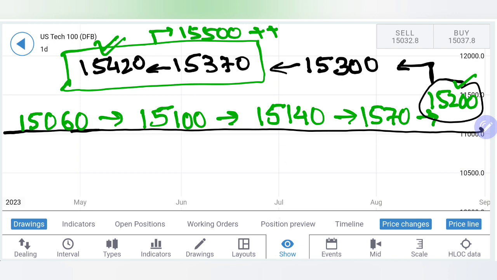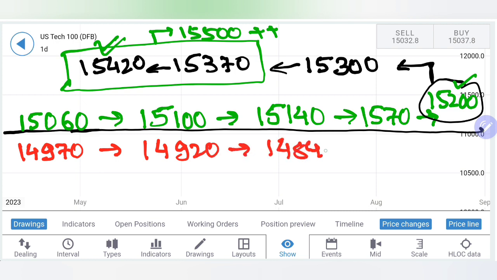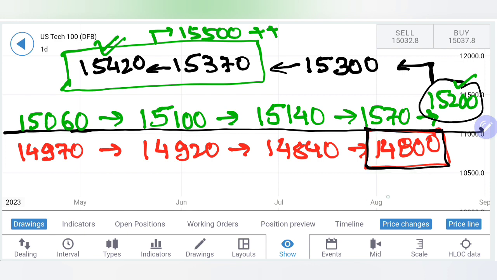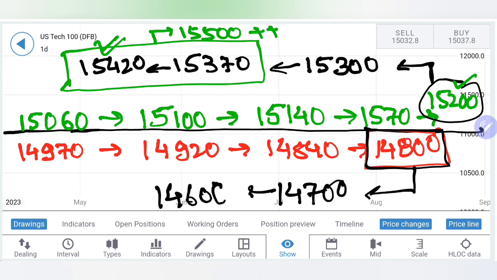On the downside, where to sell? I will still recommend you to sell like last week. 14970 is the only level below which you should sell. Expect 14920, 14840 and 14800. Now 14800 is the ultimate support which is going to be there for the near term on Tech 100. If 14800 is breached, it will directly lead to 14700 and then 14600. This is the next milestone and the ultimate milestone which you should watch out for. Below this, it is going to trade further bearish.